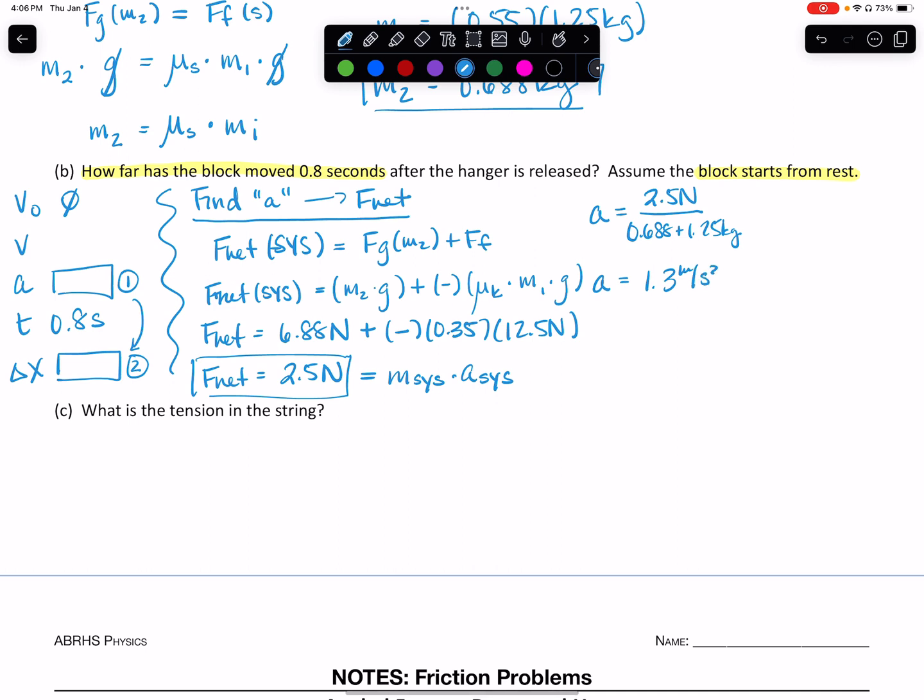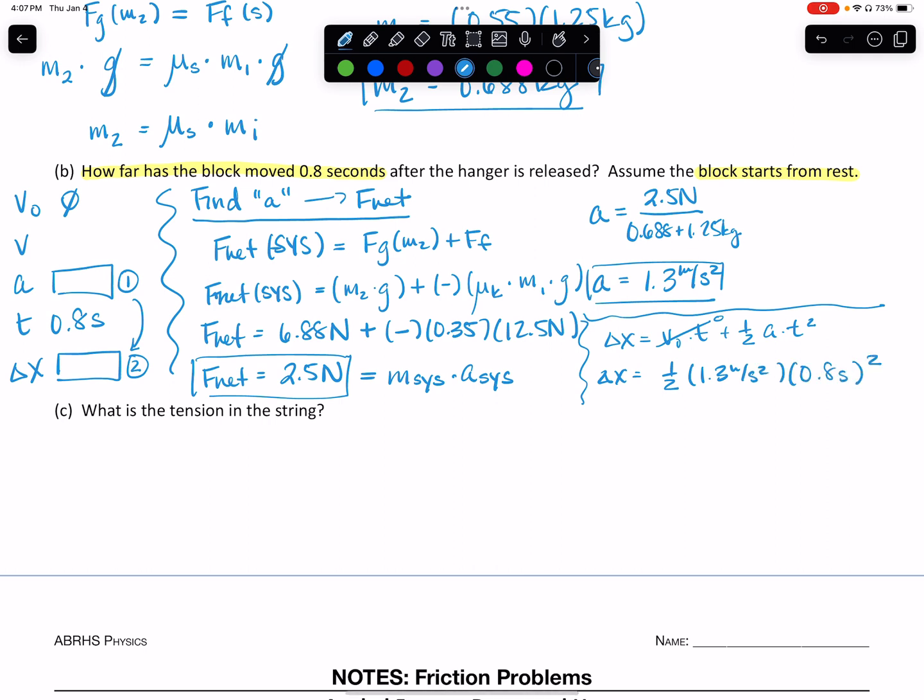Okay, but we're not done, because the problem wants to know, well, what is the change in position? All right, so I'm going to use my change in position formula equals the initial velocity times time plus 1/2 acceleration times time squared. All right, this initial velocity is 0, so this piece goes away. So that change in position is equal to 1/2 of 1.3 meters per second squared times 0.8 seconds squared. And I find that the block will have moved about 0.42 meters during that 0.8 seconds after I release the hanger.